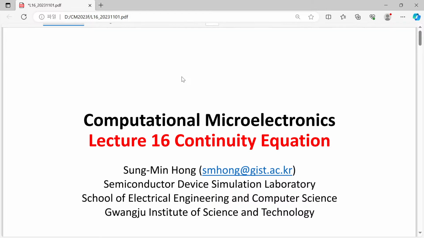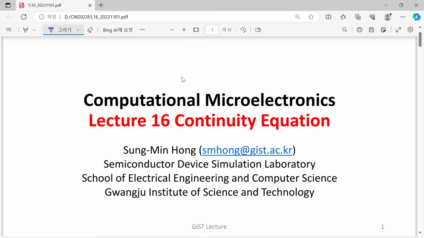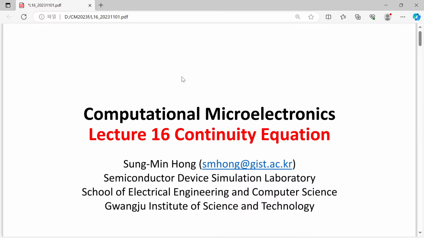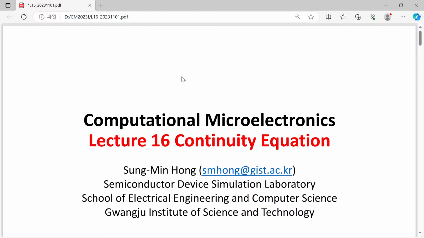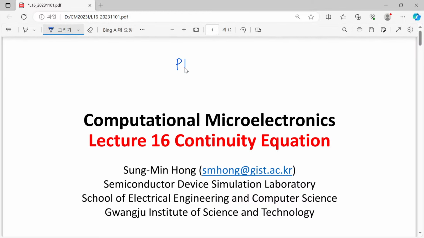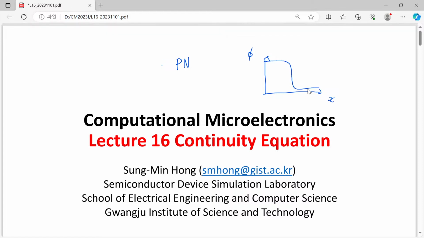Okay, so this is the time to start our lecture 16 about the continuity equation. We have covered the nonlinear Poisson equation up to now. If you can successfully follow our lecture contents, then now you can, for example, calculate the equilibrium potential profile at a PN junction. So here we have, for example, potential versus position, and you can calculate those kinds of things. That is the situation up to now.